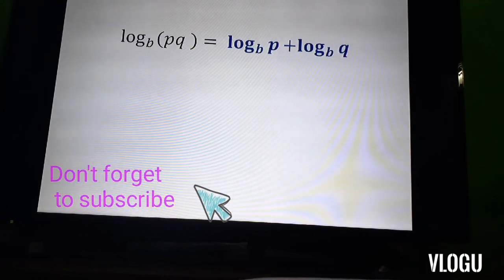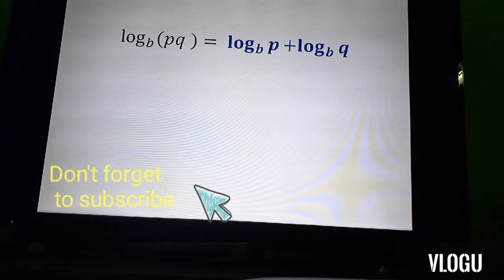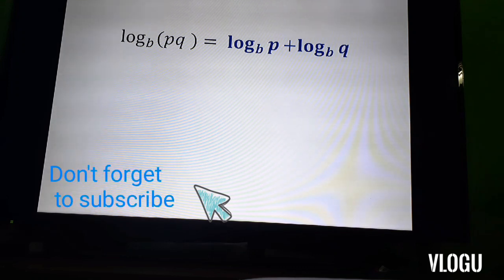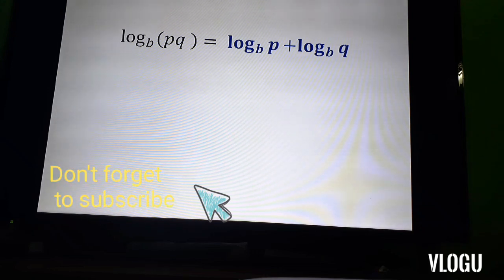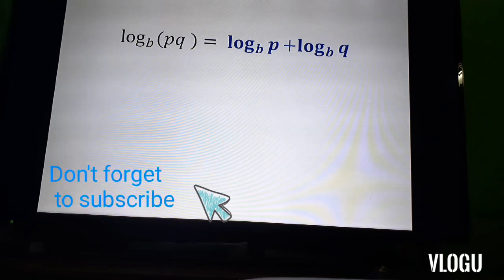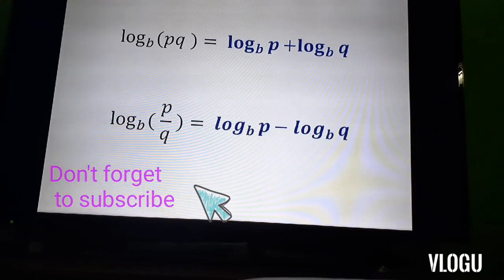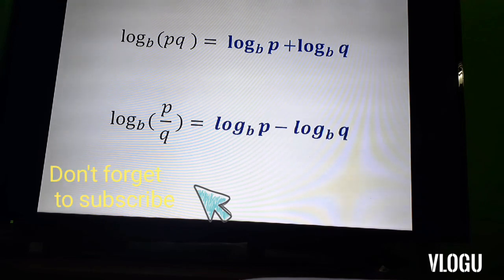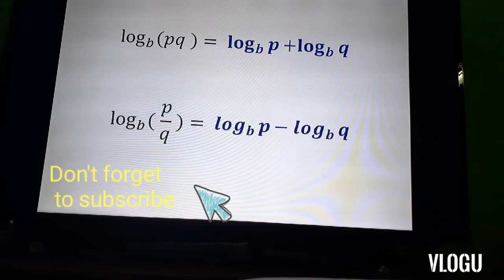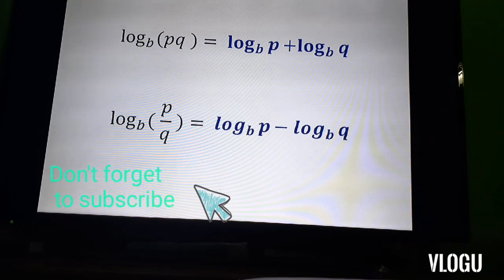So, I have the first property. Ang ibig sabihin nito, the product of P and Q to the base B is equal to the sum of the logarithms of P to the base B and the logarithms of Q to the base B. And for our second property, we have the quotient of the logarithms of P over Q to the base B is equals to the difference of log P to the base B and log Q to the base B.